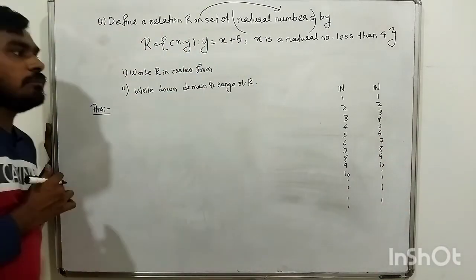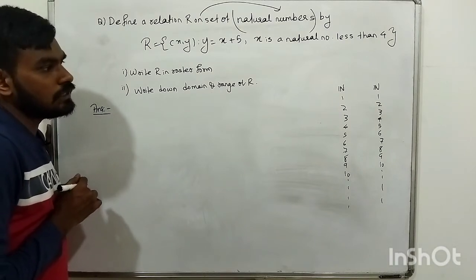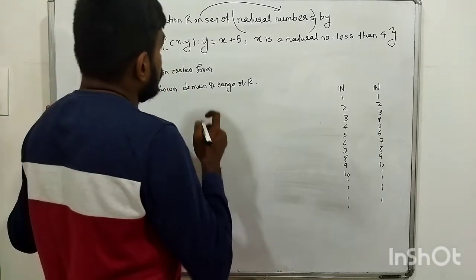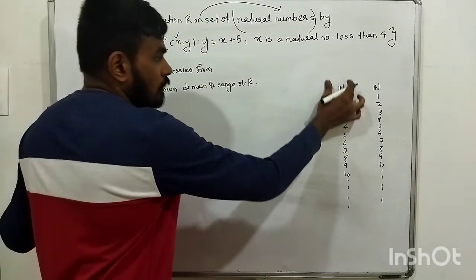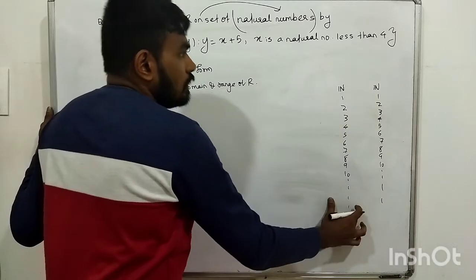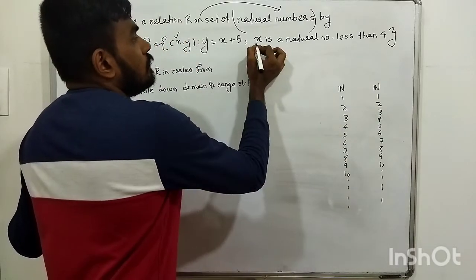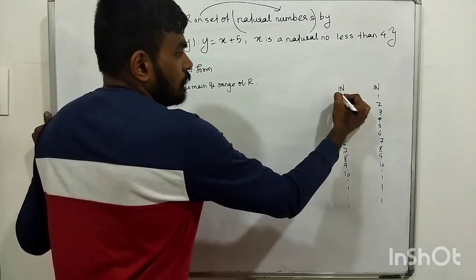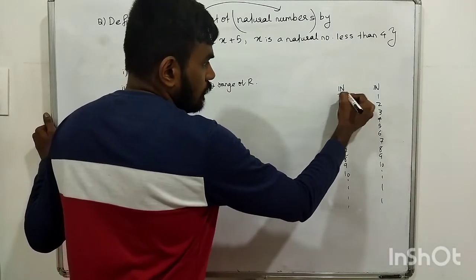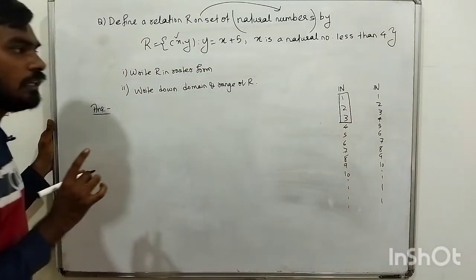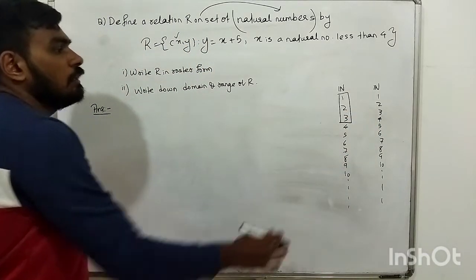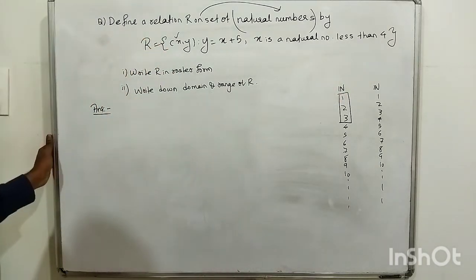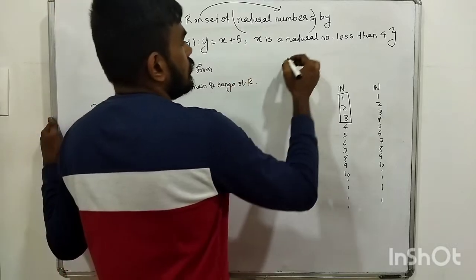Now x is a natural number less than 4. So which are the natural numbers less than 4 here? X, that is this side, that is the domain or this set. In x, only natural numbers less than 4 will come. So which are the natural numbers less than 4? 1, 2 and 3. So in x we can only select 1, 2 and 3. Remaining we don't select, because it is told that x is a natural number less than 4.